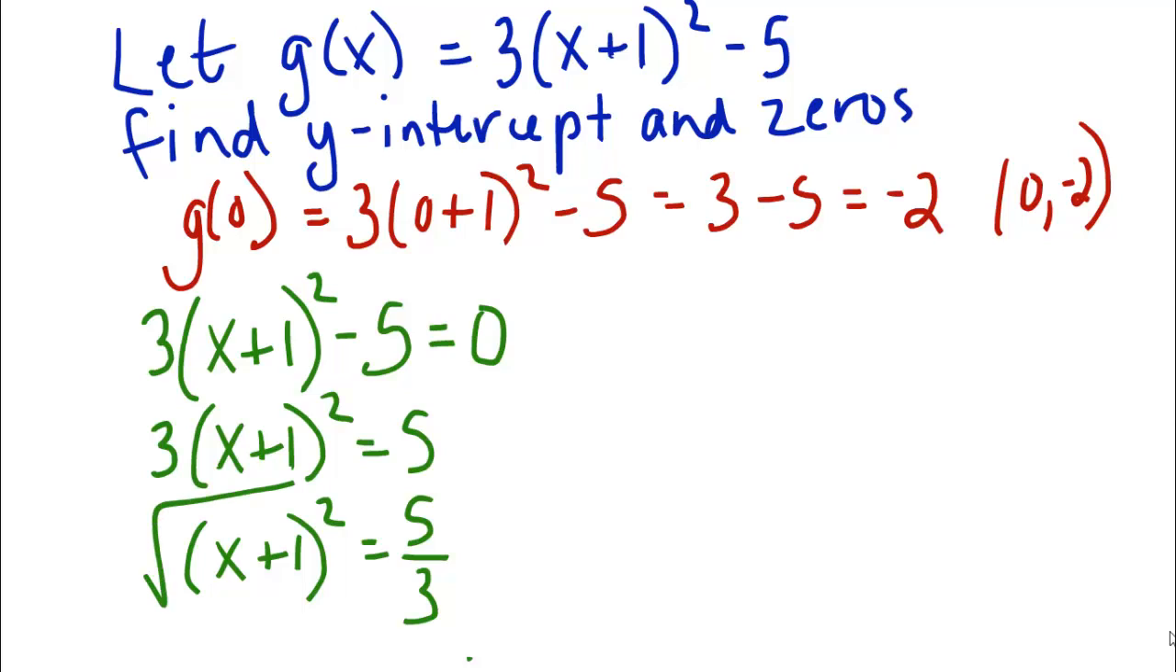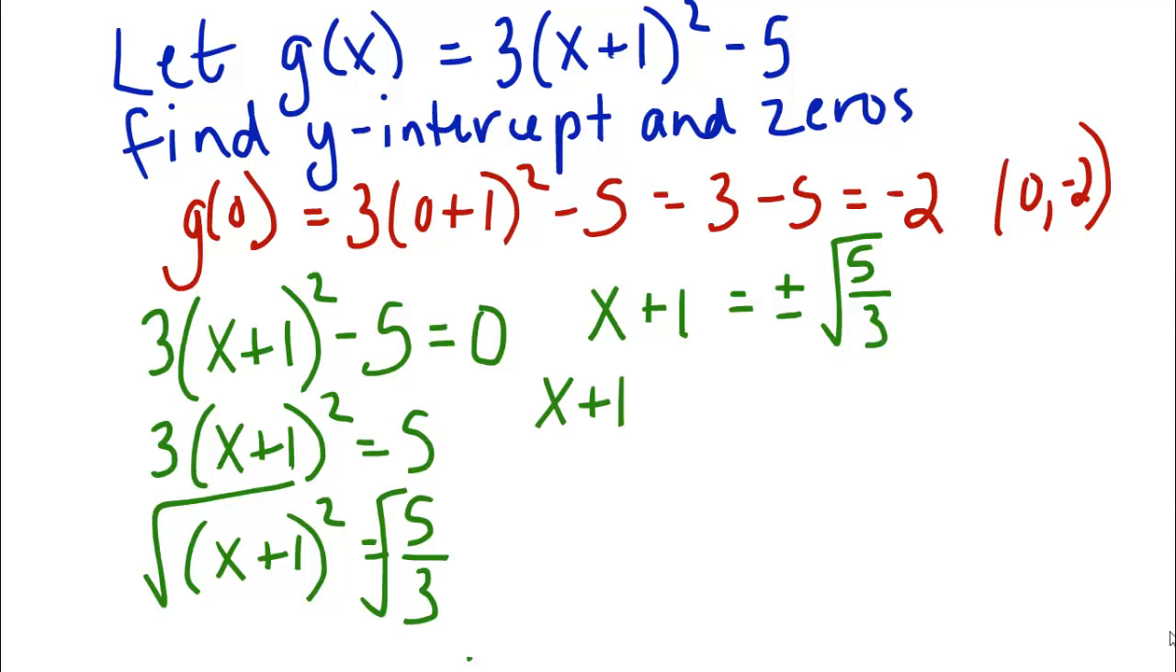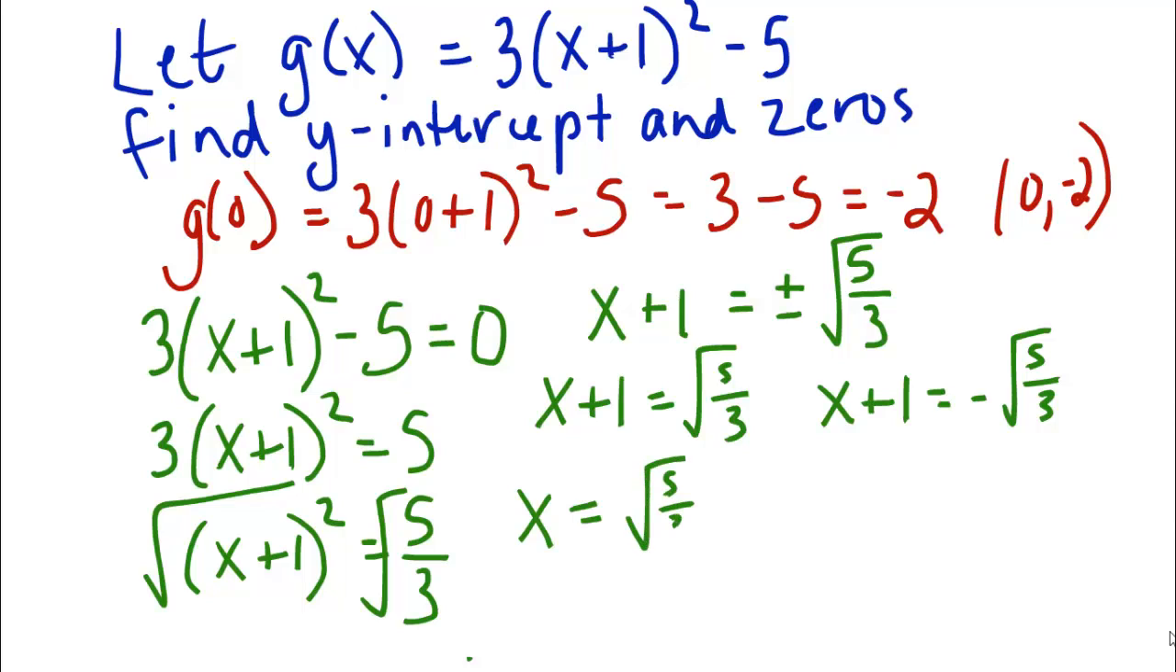Now, when we square root, remembering plus or minus, we have that x plus 1 is equal to positive or negative root 5/3. That is an ugly number, but that's okay. We can still solve this. We're almost done. We can just subtract 1 from each side of the equation. Remember, this is really 2 equations. x plus 1 equals root 5/3, and x plus 1 equals negative root 5/3. We'd subtract 1 from each side to solve for x. x equals root 5/3 minus 1, or x equals negative root 5/3 minus 1.